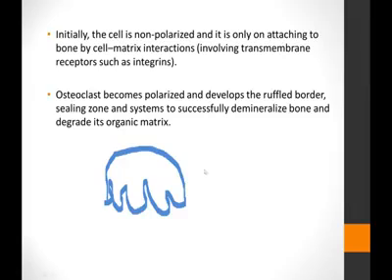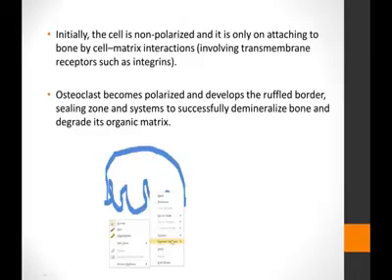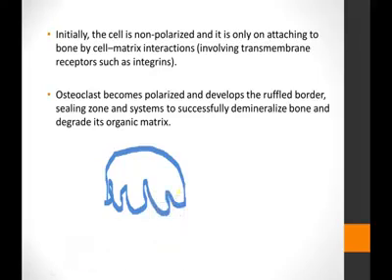and also having the typical features of an osteoclast, which is the sealing zone. ठीक है, तो initially जब osteoclast differentiate होता है तो पहले वो mononuclear cell होता है, फिर वो multinucleated cell में convert होता है. Multinucleated cell initially non-polarized होता है और वो bone के साथ through integrins attach करता है, but then eventually the osteoclast becomes polarized और वो ruffled border अपना establish कर लेता है, sealing zone establish कर लेता है, and then it develops all the systems that it needs for successfully demineralizing and degrading the bone matrix.